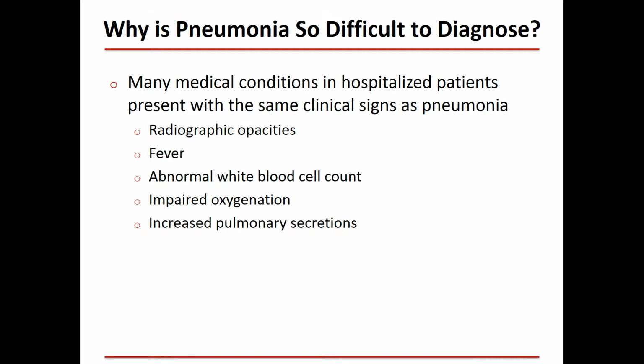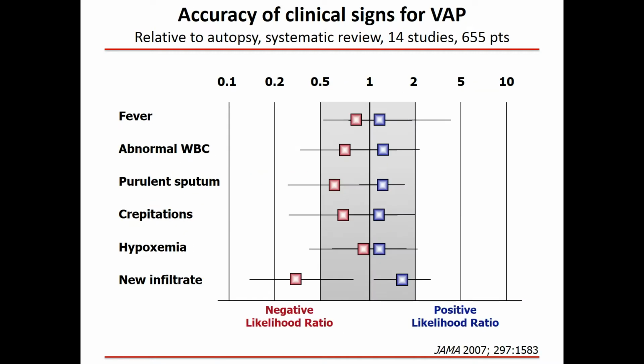When we've analyzed the accuracy of clinical signs to diagnose pneumonia, we have found, in fact, that they don't do a very good job. So here's a review that looked at the accuracy of clinical signs for VAP relative to autopsy, relative to histology. This was a systematic review with 14 studies, involving about 655 patients. The results are presented using likelihood ratios.